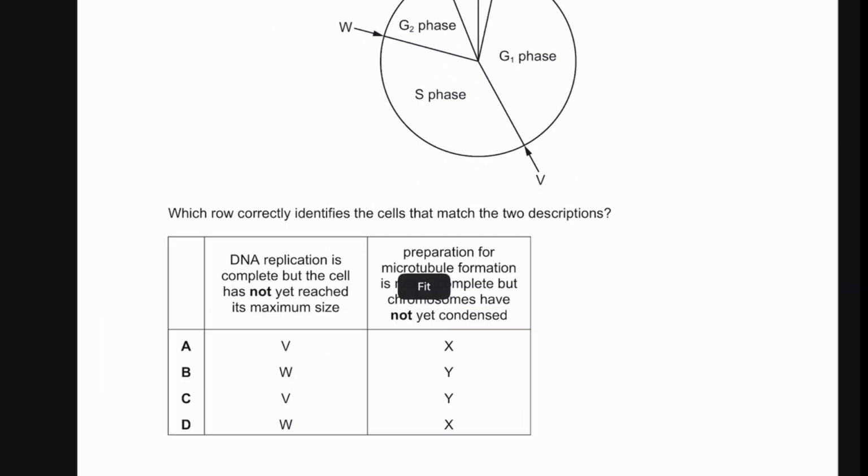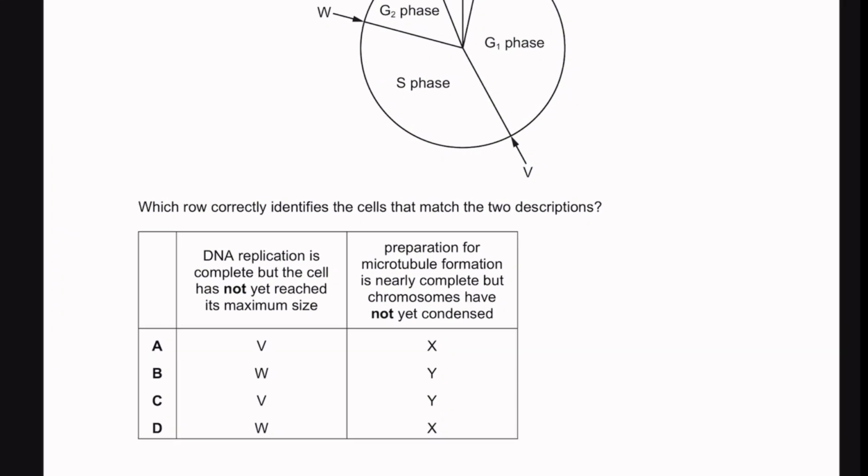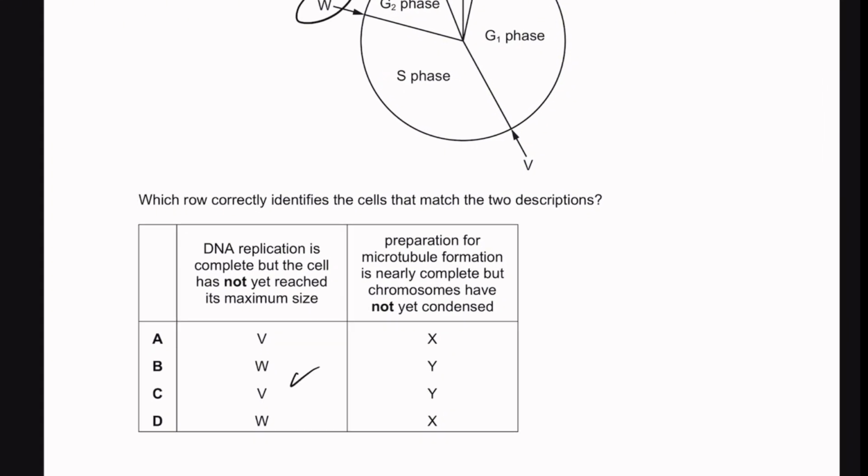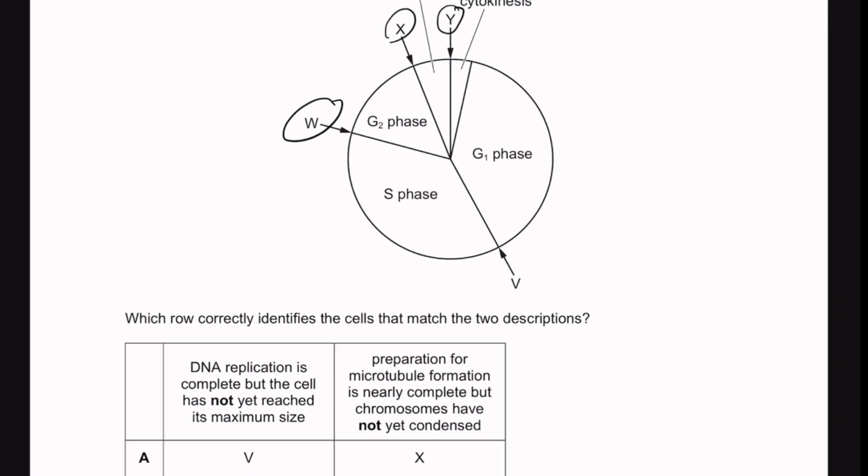So let's see what's happening. DNA replication is complete, but the cell has not yet reached its maximum size. That will be W. Preparation for microtubule formation is nearly complete, but chromosomes have not yet condensed. I would say that's X. Chromosomes have not yet condensed. Maybe they're starting to, but they would obviously have started formation of microtubules. So I would say V and W and X.